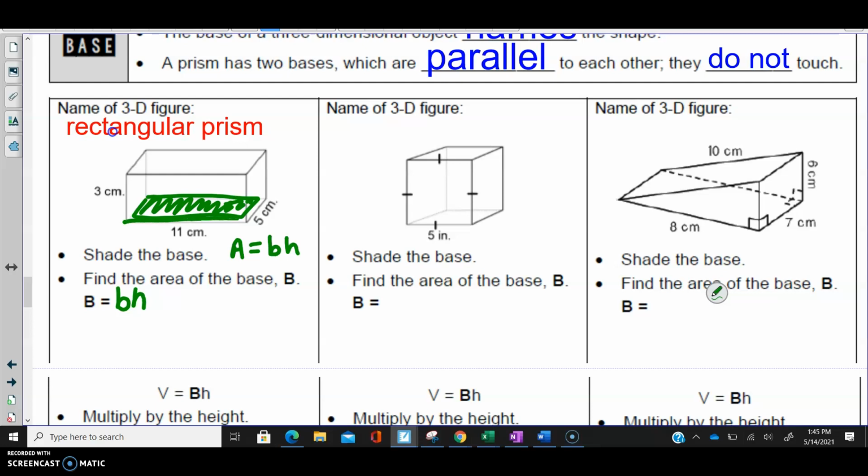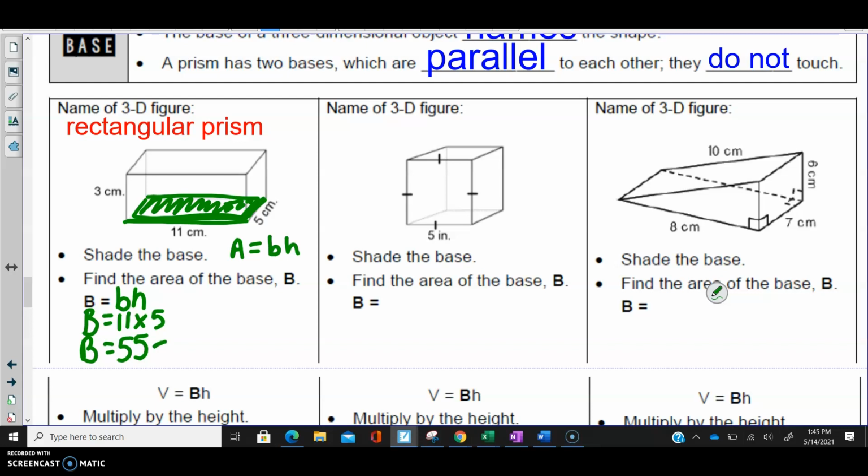Here we have a base of 11 and a height of 5. Notice it's the height of the base, not the height of the 3D shape in general. So the area of this shaded green part is 55 centimeters squared.